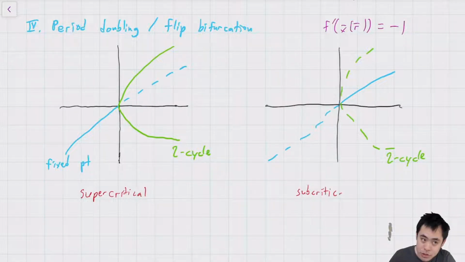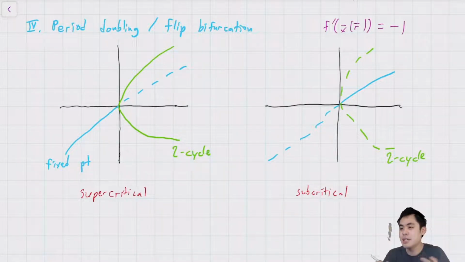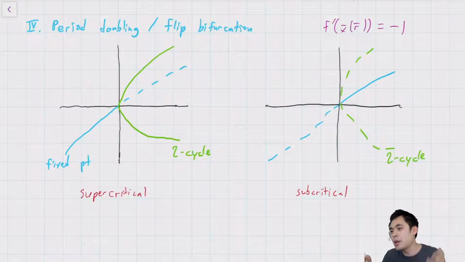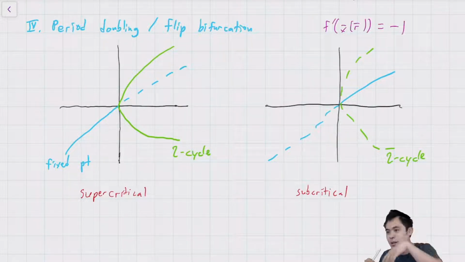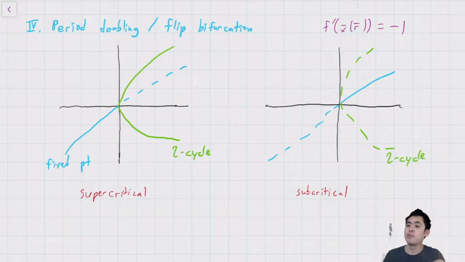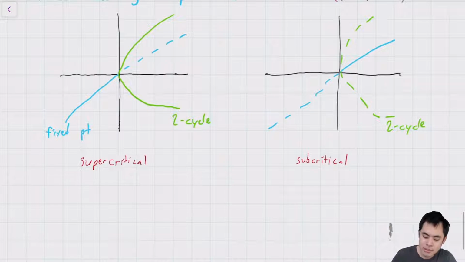So we use the same terminology. And you note that we are discussing this only for the case of going from a fixed point to a 2 cycle, but the same sort of bifurcation happens when f double prime of x bar, r bar, etc. is equal to -1, going from a 2 cycle to a 4 cycle, or a 4 cycle to an 8 cycle, and so on. And so this is why we call it a period doubling bifurcation.